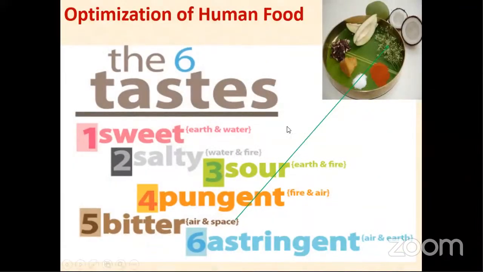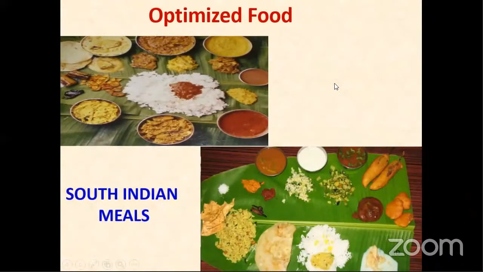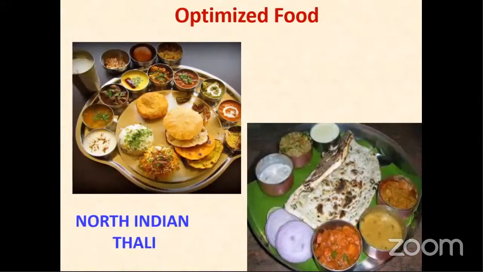So this is one optimization. I would like, not to bore, to show you optimization of food. Normally you want sweet, you want salt, you want sour, pungent, bitter, astringent, everything you want. And everything comes with a set of limitations and advantages. That's why food was medicine and it was optimized by our seniors in good olden days. Whether it is a North Indian thali or South Indian food, the food is optimized with all sets of likes.